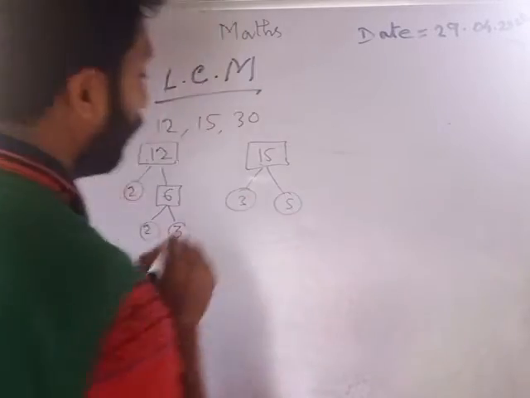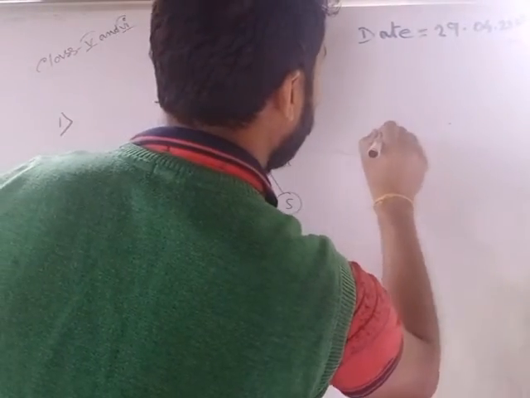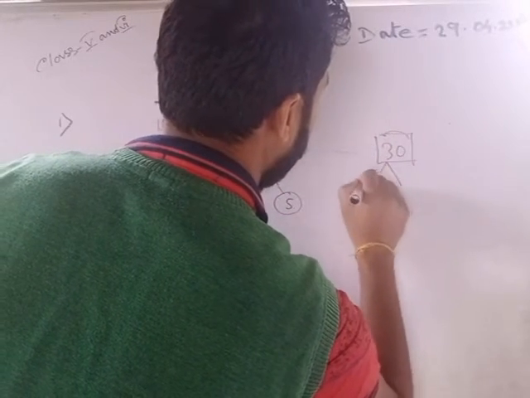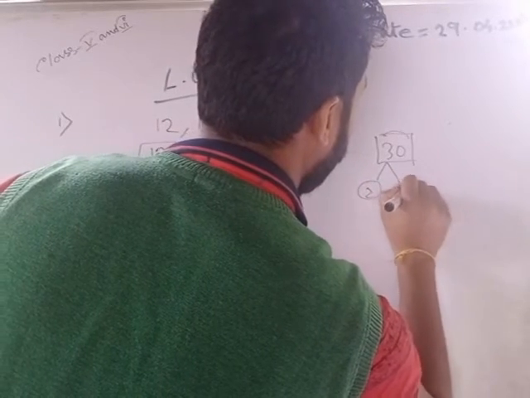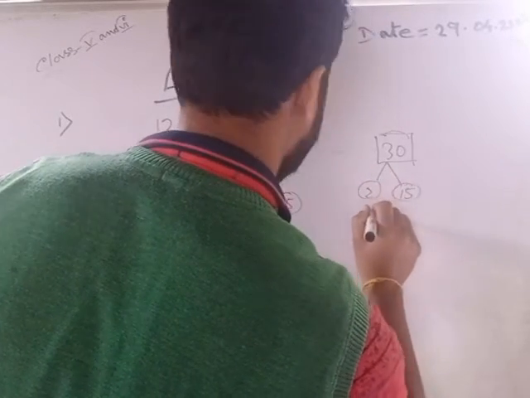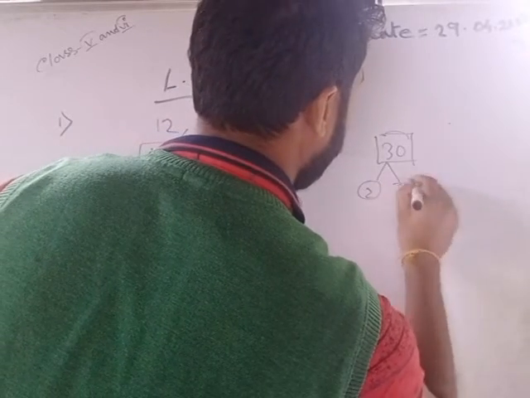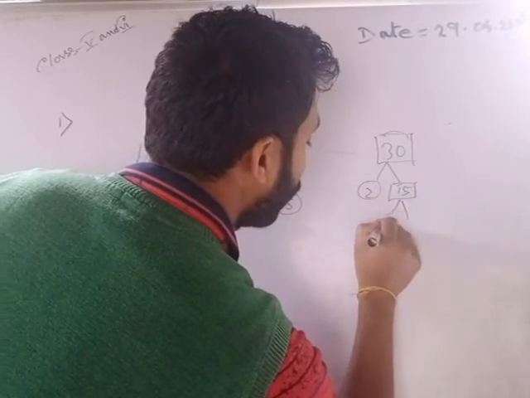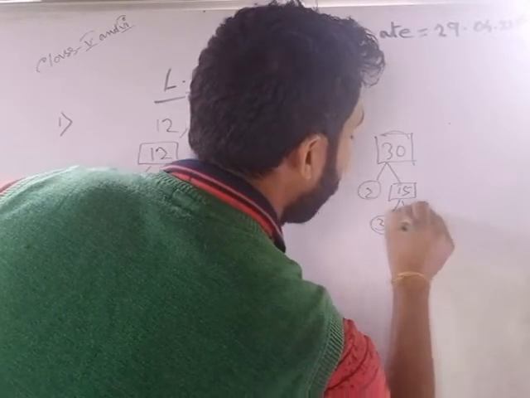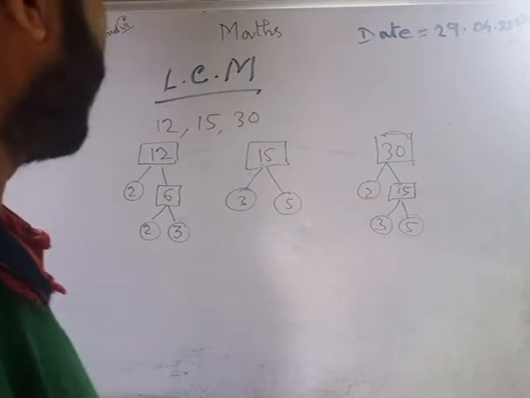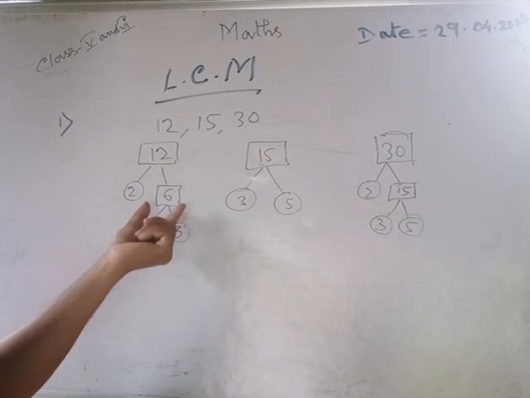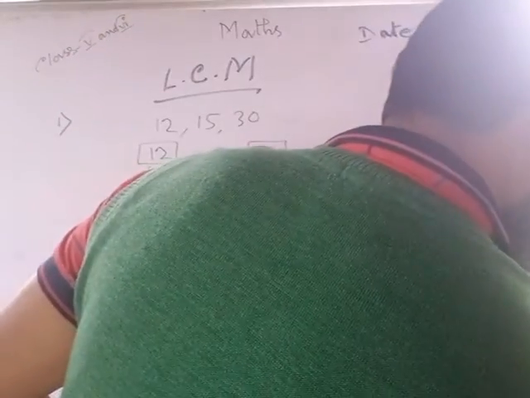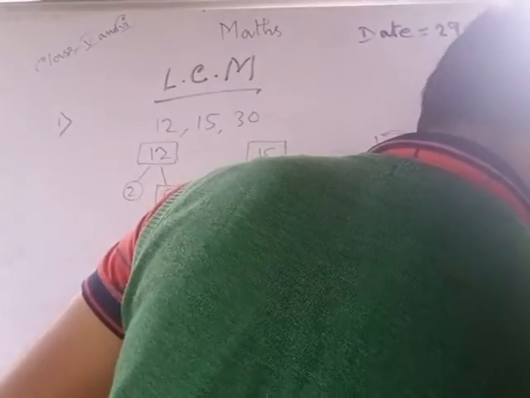3 and 5. After that 30: 2 and 15. 15 right here, 3 and 5 are prime factors. That's why we should circle them. If it is a composite number or composite factor, we should draw a square or rectangle, etc.